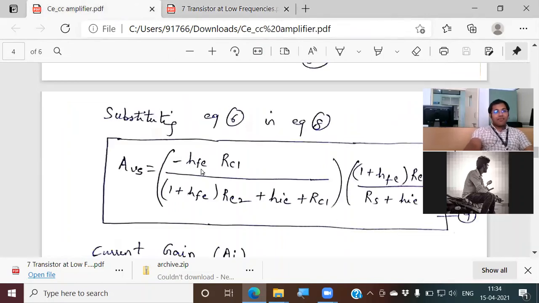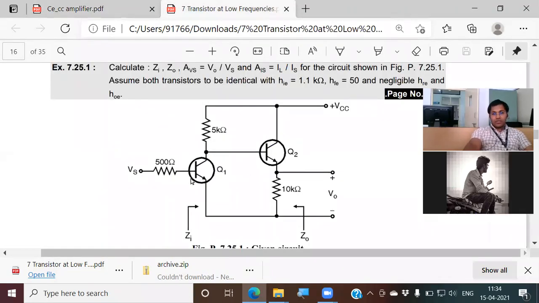For AVS, I have the formula here, and then I have the values. So please be ready with calculators. All of you have calculators? You need not have scientific calculators; a simple mobile phone will be sufficient. Just use the mobile phone as a calculator. Please solve this problem.